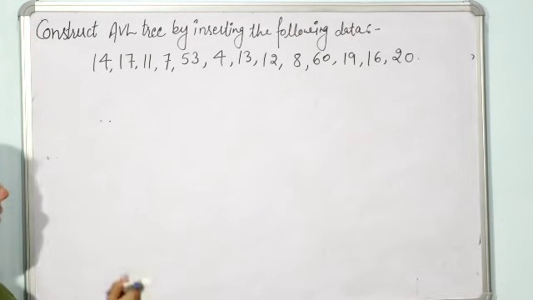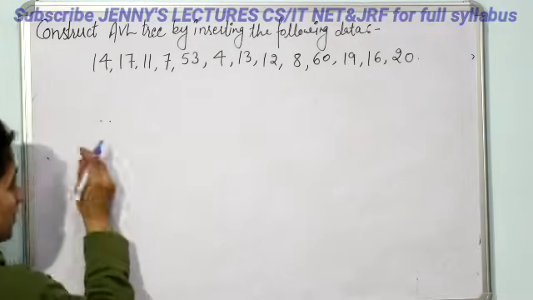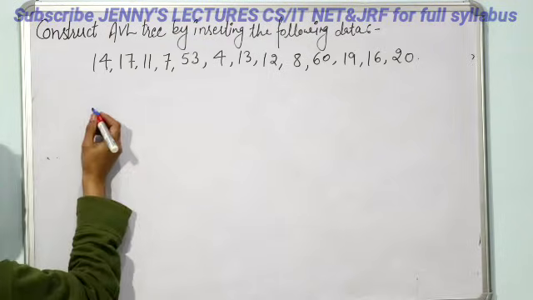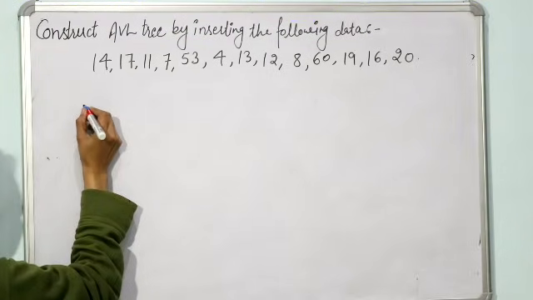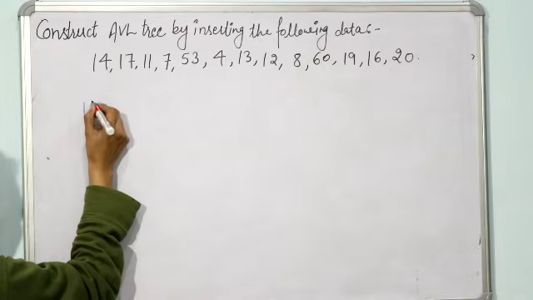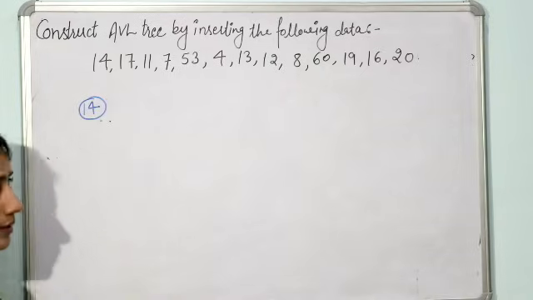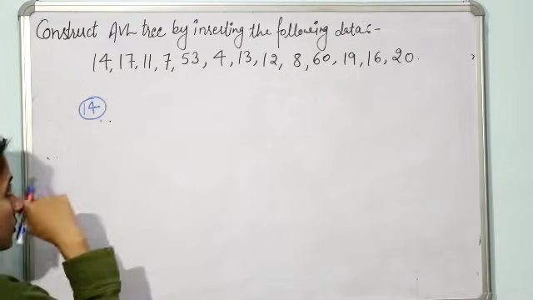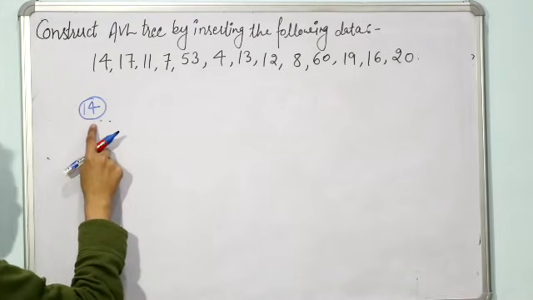First number is 14. So first insert 14, because we start with an empty tree. Just create a node and insert this 14. 14 we have inserted. Now find out the balance factor of 14, it is 0. This is a balanced tree.